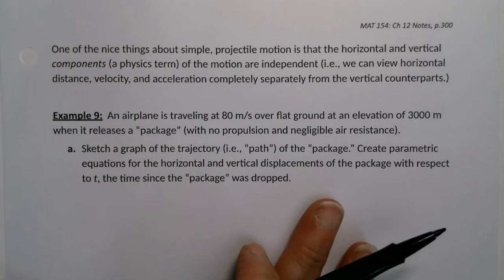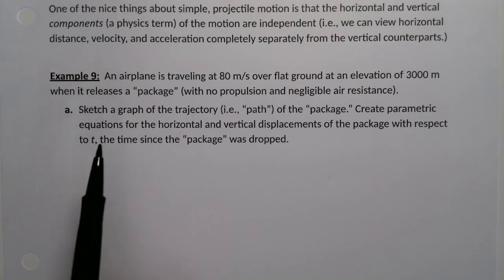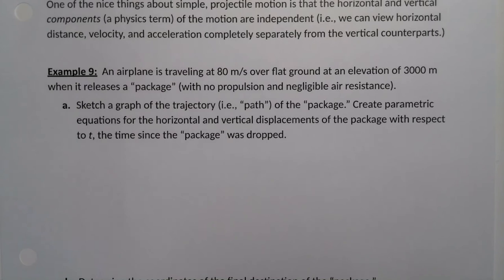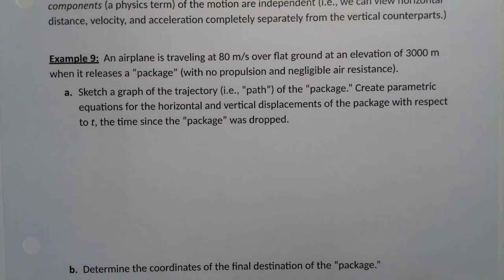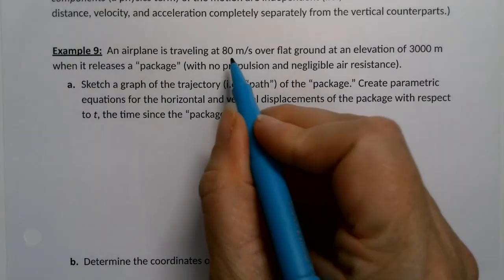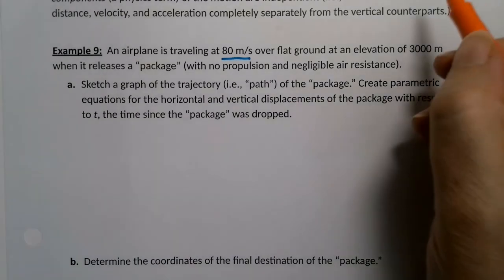Now, this example that we're going to do here is a little bit of setup for Calculus 3. It's one of the earlier questions that you do in Calculus 3 also. So we're just going to teach you a little bit of physics, a little bit of Calculus 3, and also some Calculus 2 all at once. Won't that be exciting? So we have an airplane that's traveling at 80 meters per second over flat ground at an elevation of 3,000 meters.